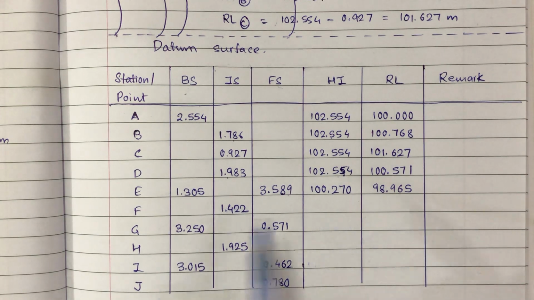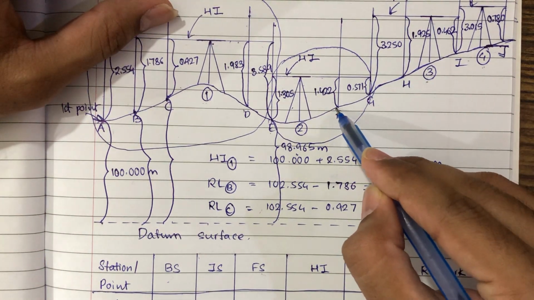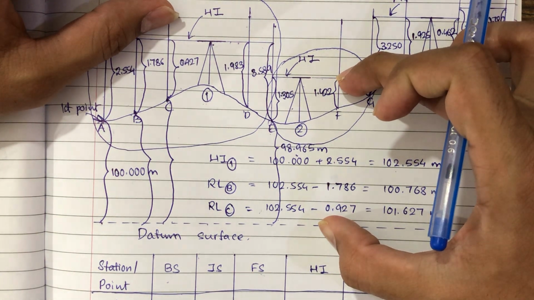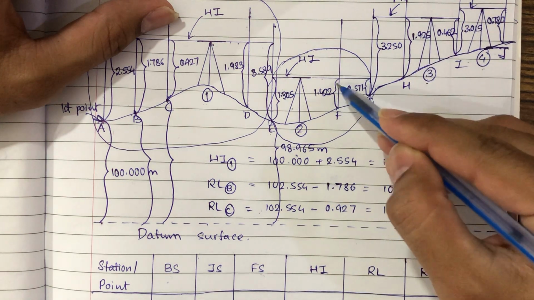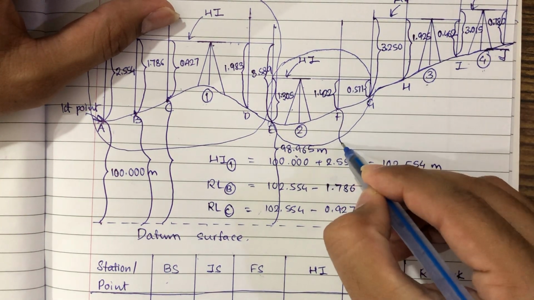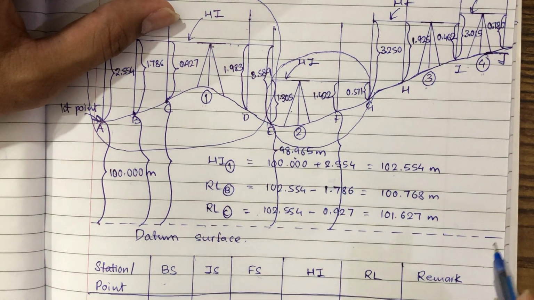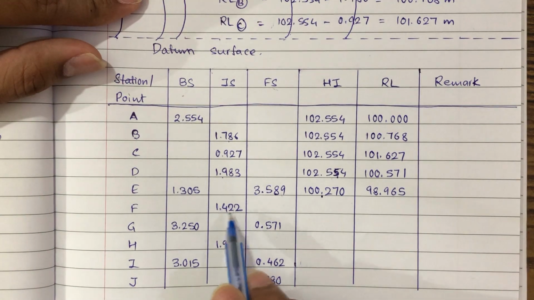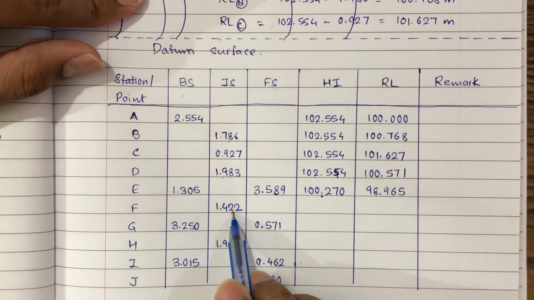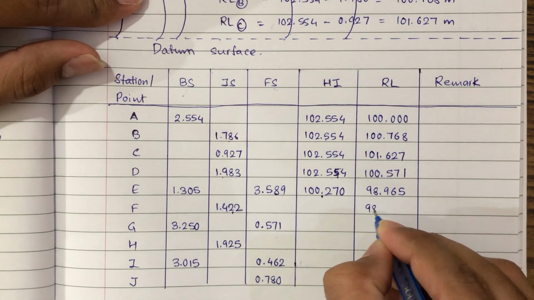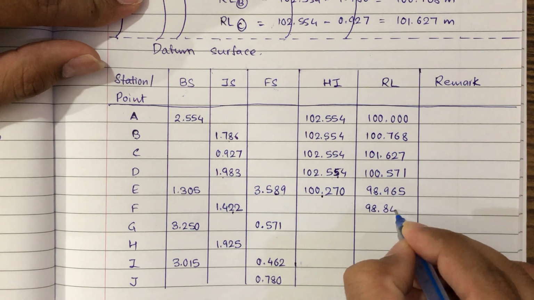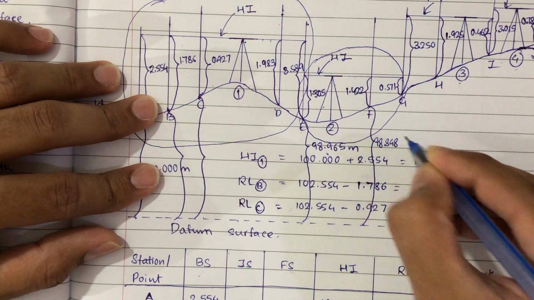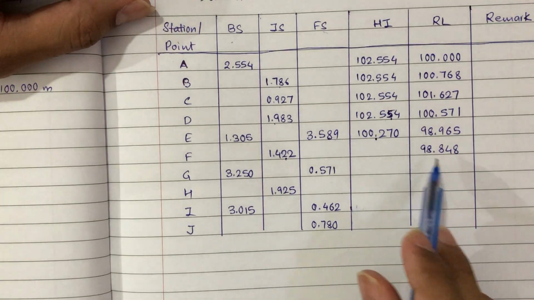Now, similarly, we need to find the RL of this point F. So we know the height of instrument. To the height of instrument, if we subtract this reading, we will get the RL of this point F. So height of instrument minus 1.422, that is 100.27 minus 1.422. So this value comes out to 98.848. That is RL at F.